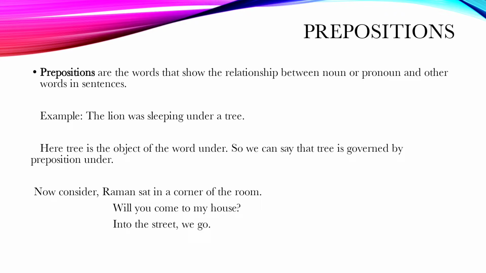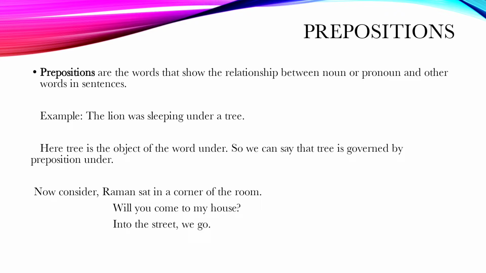Okay, now consider. Raman sat in a corner of the room. So here the preposition is the word in. And I hope you have already noticed that there are 2 prepositions in this sentence, and they are in and of. So similarly, what we said in the last example, we can say that the preposition in governs corner, and the preposition of governs room.